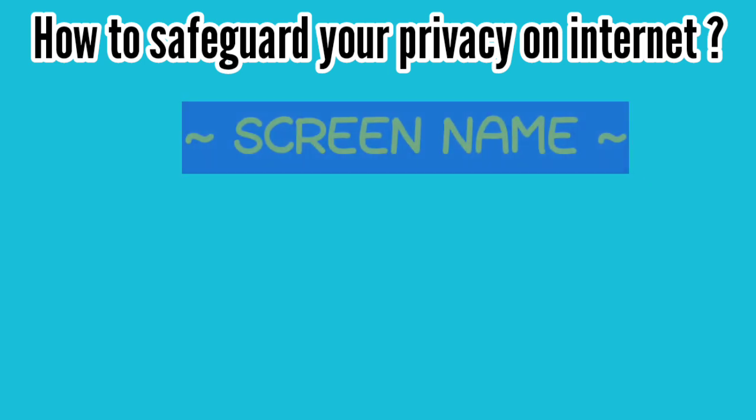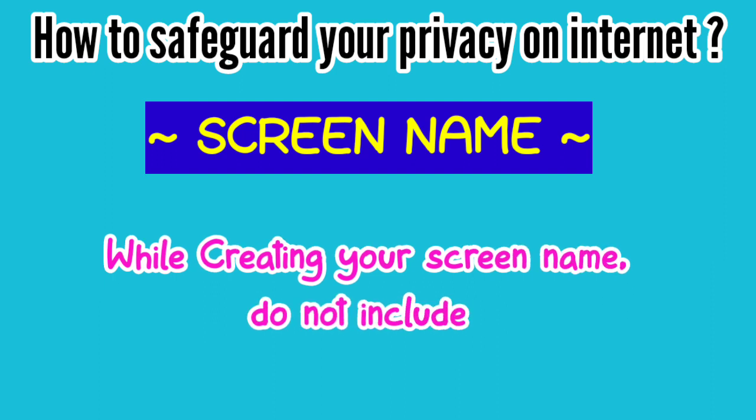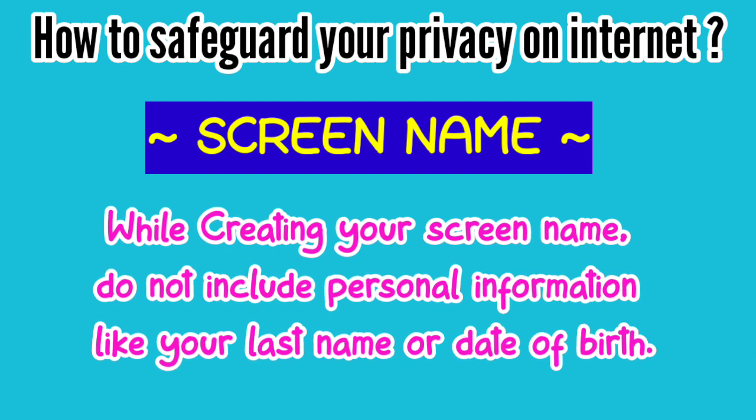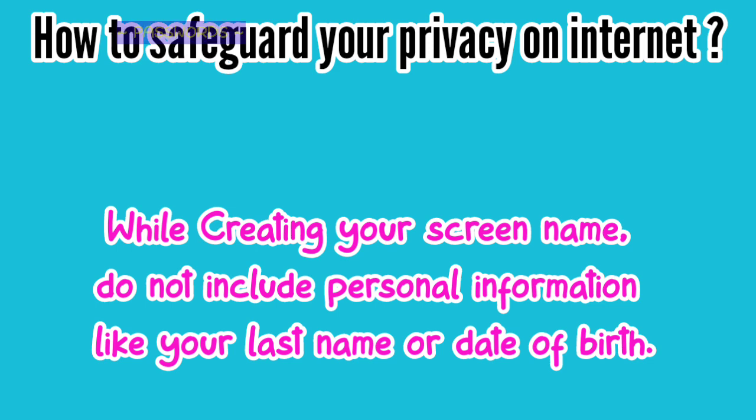The second key point is a screen name. So students, while creating your screen name on any social media account, do not include your personal information like your first name or last name along with your date of birth, because this can hamper your privacy online and you may easily be recognized and your data may easily be captured, due to which a fake account can be made by the hacker and your data may get hacked easily.